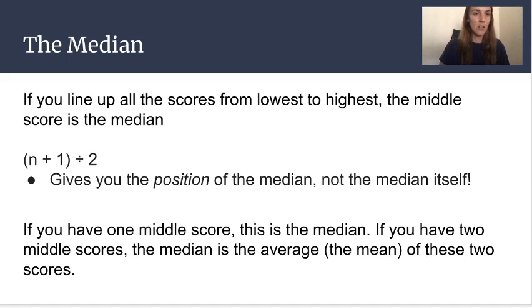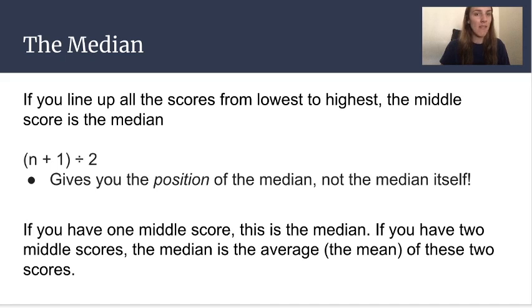If you line up all of your scores from lowest to highest, the middle score is the median. And by middle, we mean the actual middle of the scores. So we take n plus 1, and then we divide by 2. N plus 1 divided by 2 will tell you what position to look for in the data set. Again, we'll hop over to the whiteboard and take a look at this in a minute.